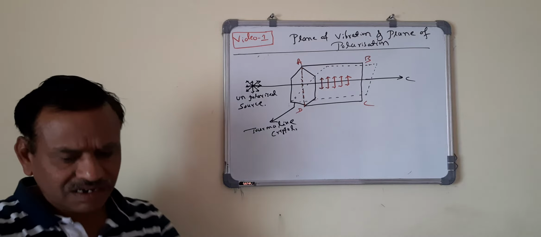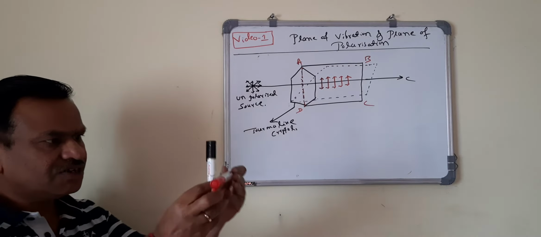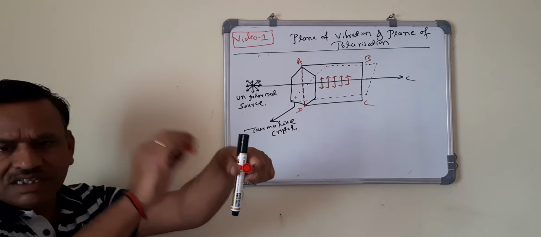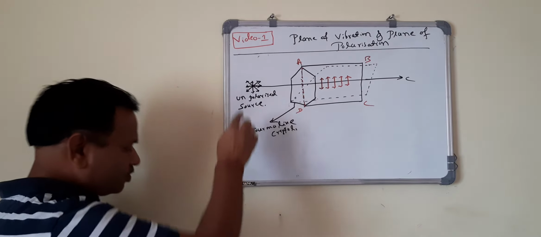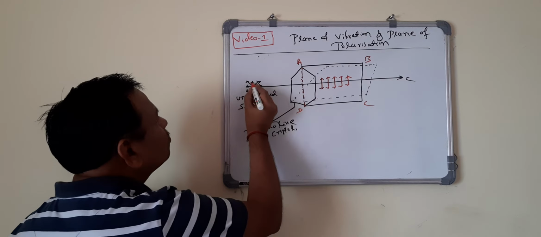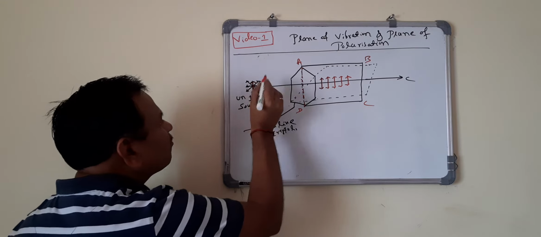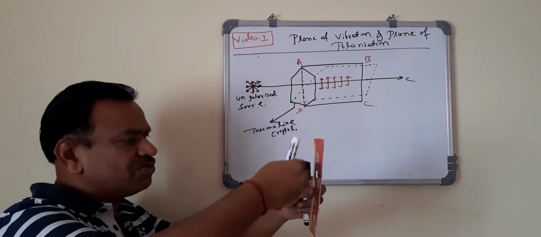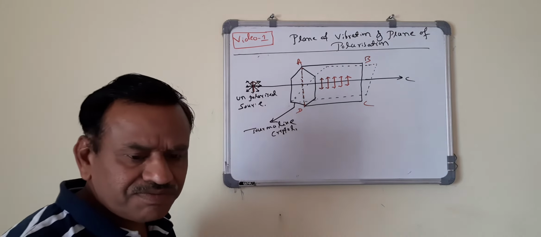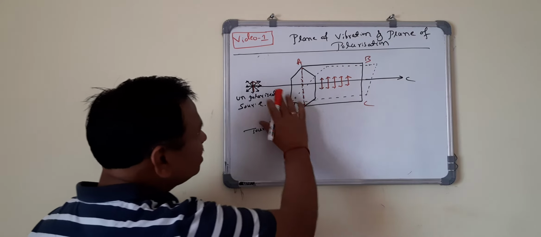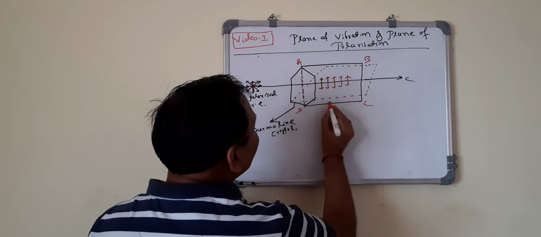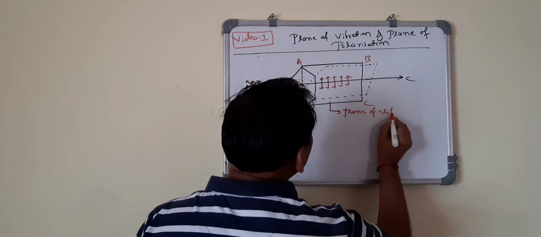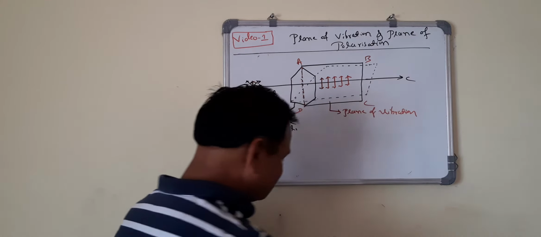Now here the light is there. This light vibrates in this direction, or sometimes it vibrates in this direction. But as I told you, it allows only this plane, because it is parallel to the axis, so it allows only these vibrations. The vibrations in this plane are called the plane of vibration. Remember, what is plane of vibration?